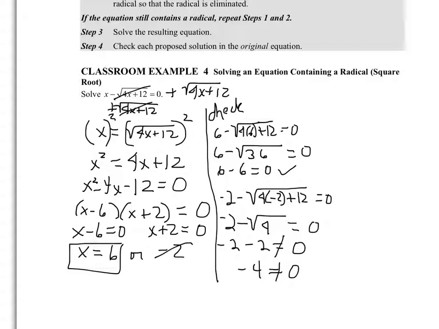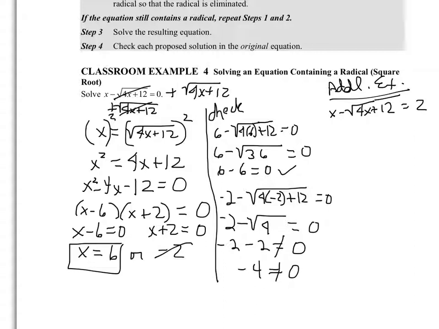Now, let me give you a slight modification of this problem, just in case you encounter something like this. So this would be an additional example. Let's say everything about this problem was identical, except instead of having 0 on the right, let's say we had a 2.